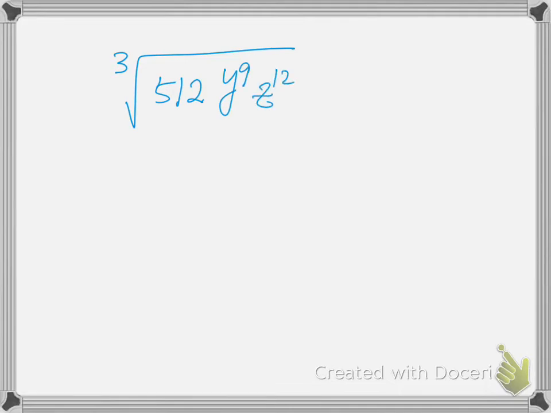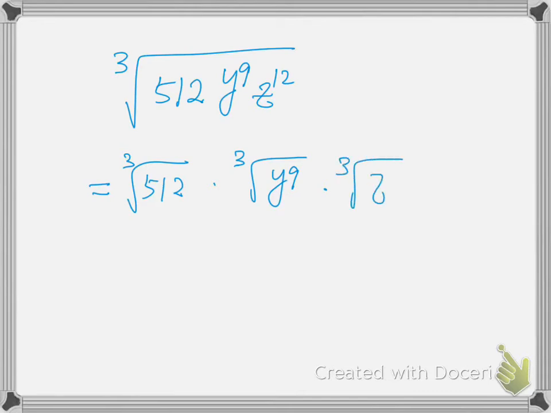Okay, so now let's look at the cube root of 512 y to the 9th power z to the 12th power. Now remember, we use the rule that the nth root cancels the nth power. So we first rewrite this in 3 parts: the cube root of 512, the cube root of y to the 9, and the cube root of z to the 12. So now we have these 3 parts. Let's do it separately.